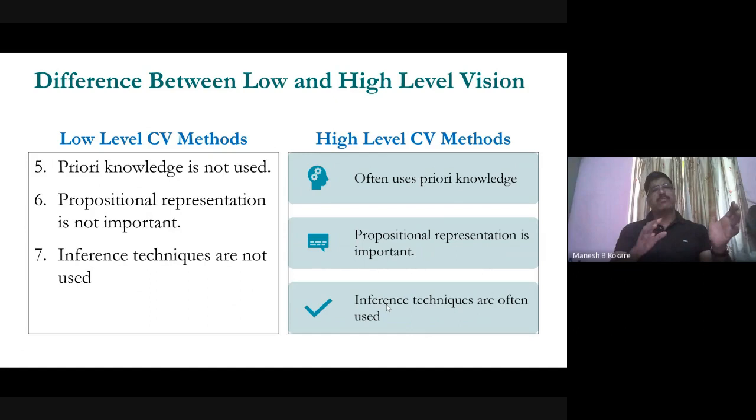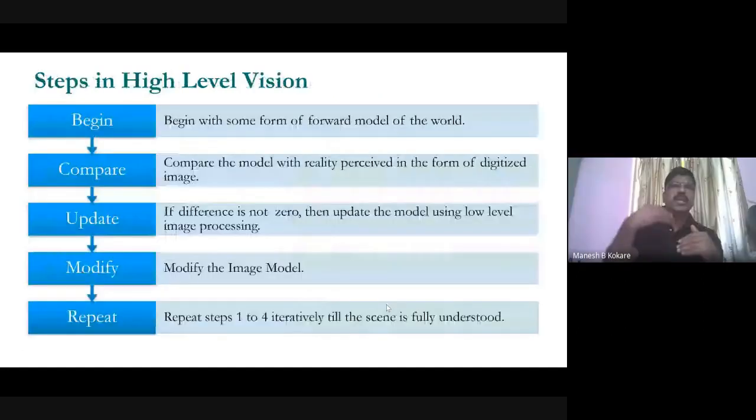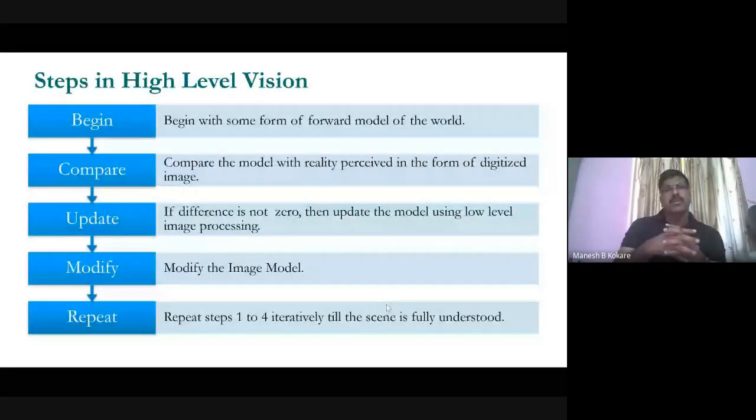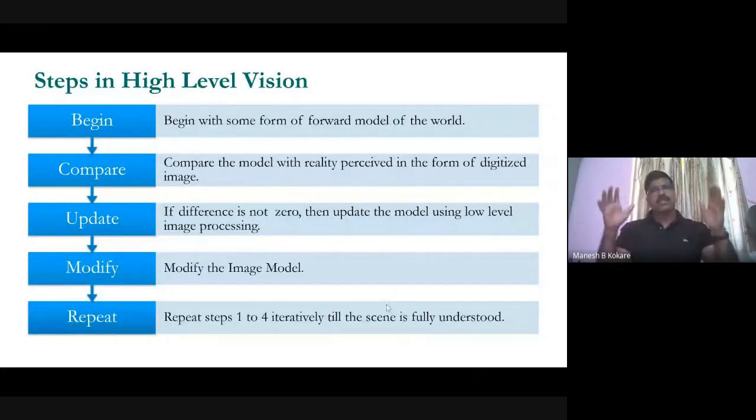Now we'll see how high-level computer vision is obtained. As I told you, generally we start with some form of a model of the real world, for example with a goal we would like to achieve. So in high-level computer vision, we begin with some form of a forward model of the world.